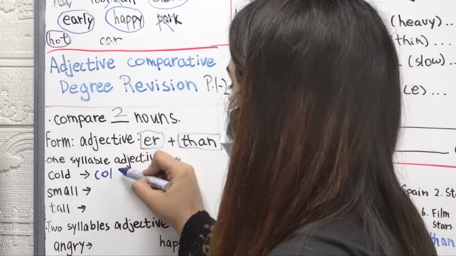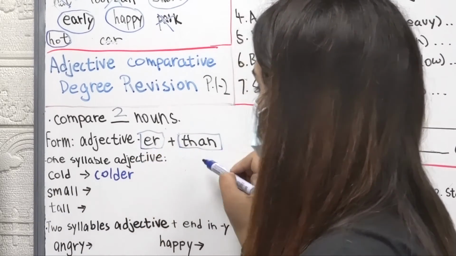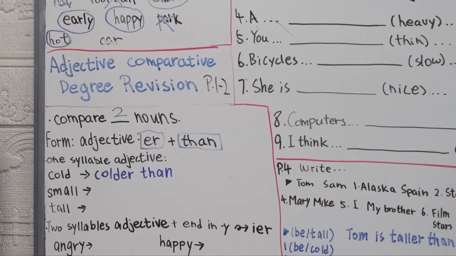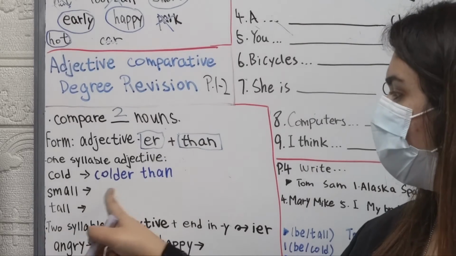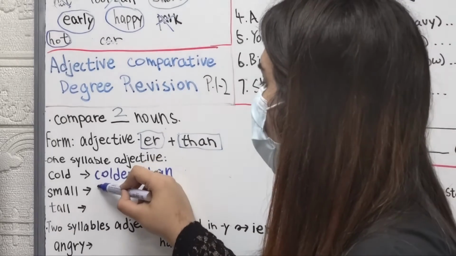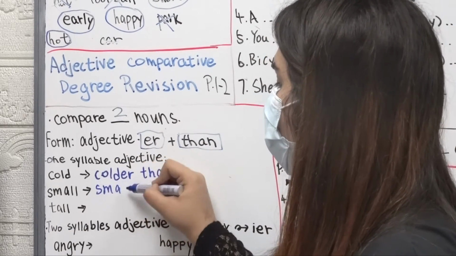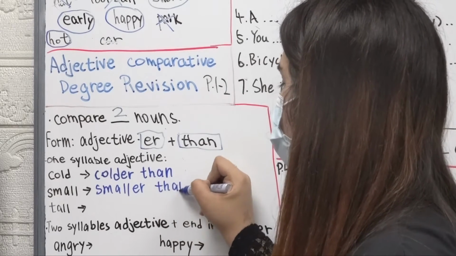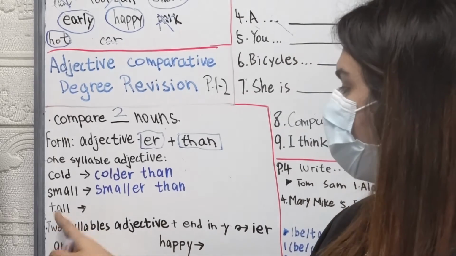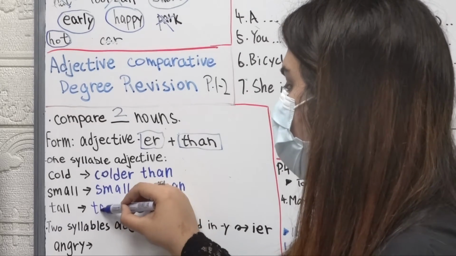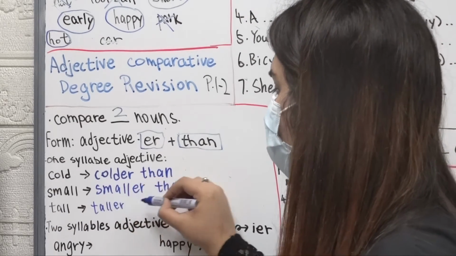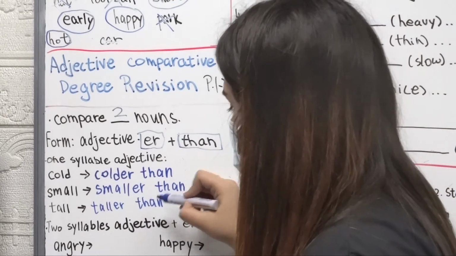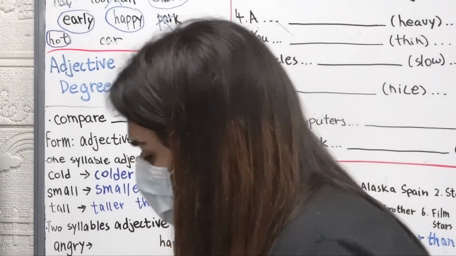So colder, and then we add "than", and so on. Next one, small becomes smaller than. Yes, there are a few examples about this. We are going to look. Tall becomes taller than. So here are some examples in your book. It's on page number 1.